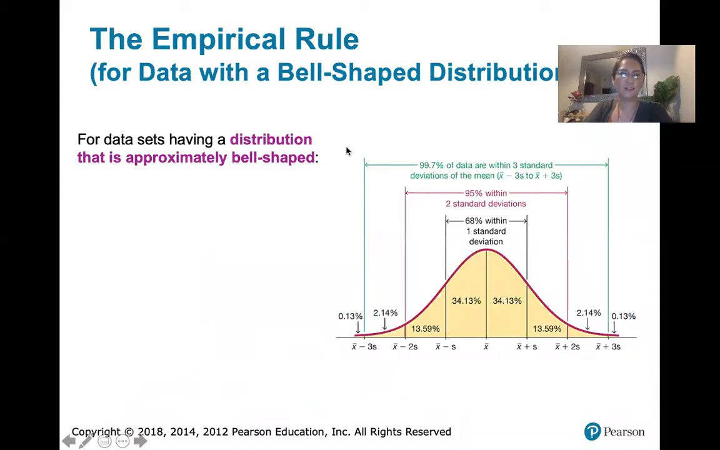It's very important that you understand that this is appropriate only for data sets that have a distribution that is approximately bell-shaped. So we want our distribution to be approximately normal. Remember we talked about that low, high, low pattern in the symmetry? That's what we mean whenever we talk about bell-shaped distributions.